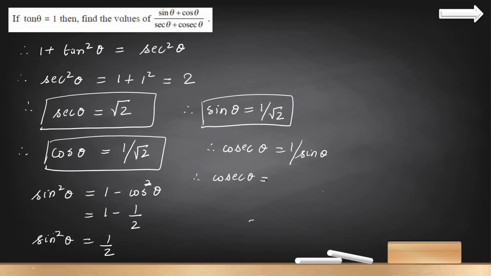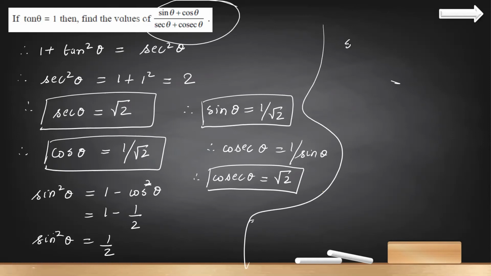Cosec theta is equal to 1 upon 1 by root 2. So root 2 will go up, root 2. Right. Now this is what we need to find out. So let us write that and just substitute the values. So sine theta plus cos theta, the whole upon sec theta plus cosec theta.